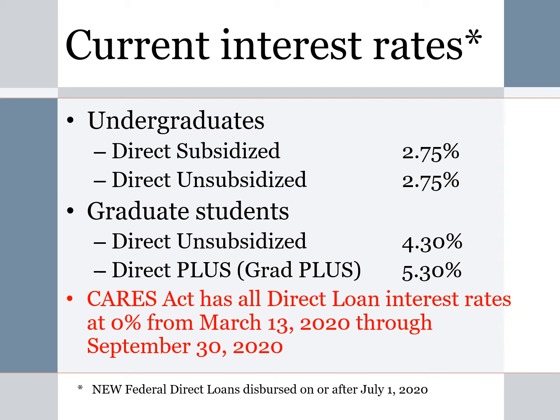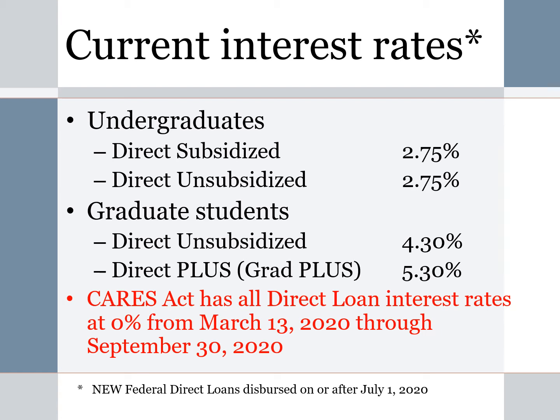For graduate and professional students, the rate for direct unsubsidized is 4.3%. And for Direct Plus, also called Grad Plus, you'll notice it's 1 full point higher, 5.3%. By the way, the rate on Grad Plus is always 1 full point higher than the rate on direct unsubsidized for graduate and professional students. So once again, these are rates on new loans dispersed on or after July 1, 2020.